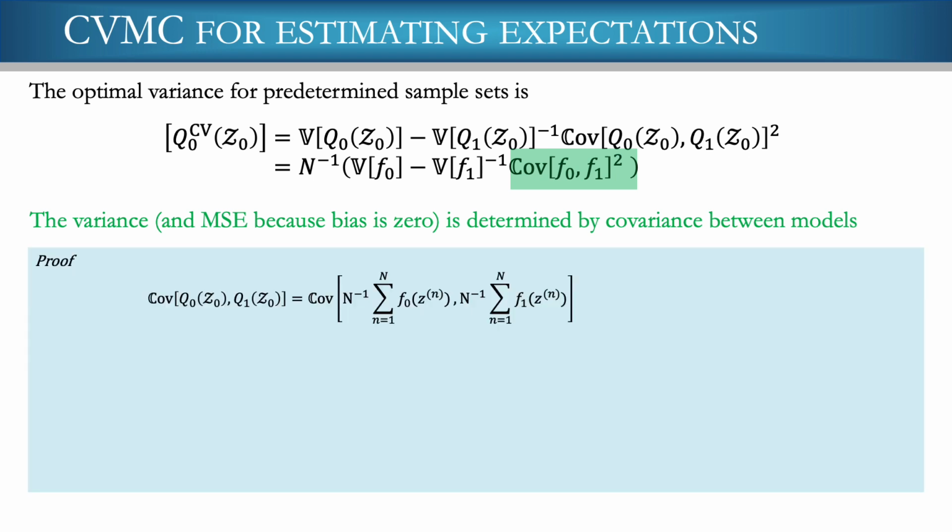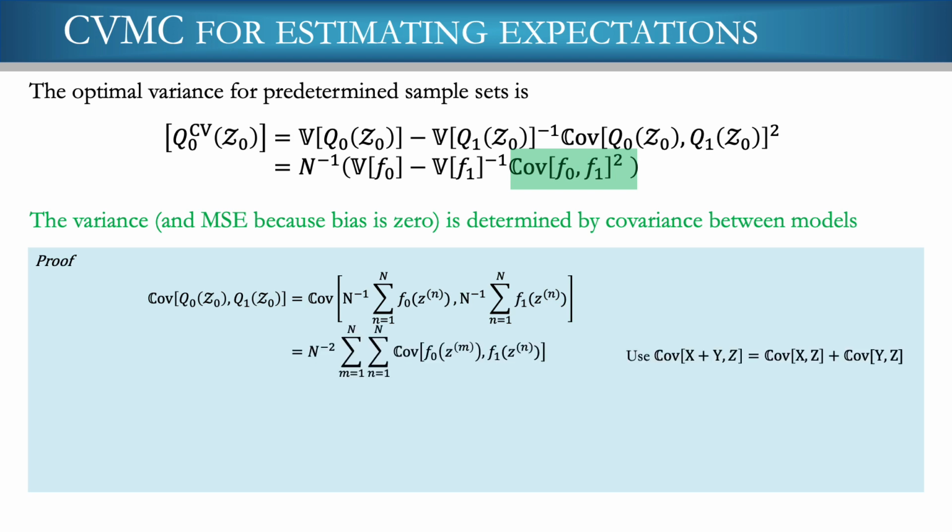So, all three terms we need to compute can be determined by considering the covariance between two mean estimators Q0 and Q1. The variance of Q0 and Q1 can be obtained by setting Q1 equal to Q0 or vice versa. Now substitute the definitions of Q0 of Z0 and Q1 of Z0.